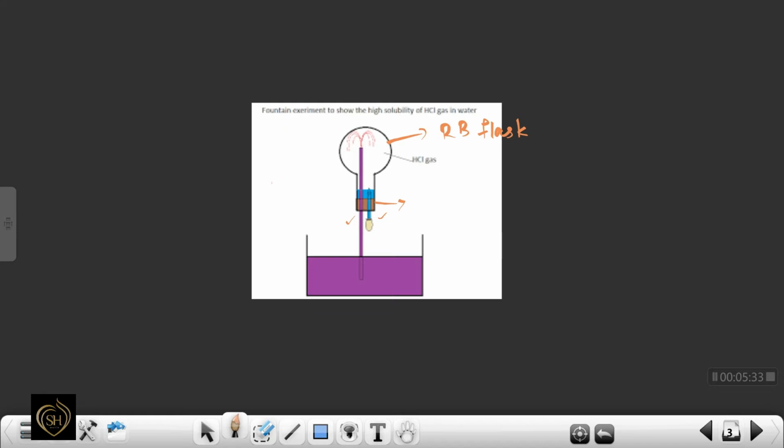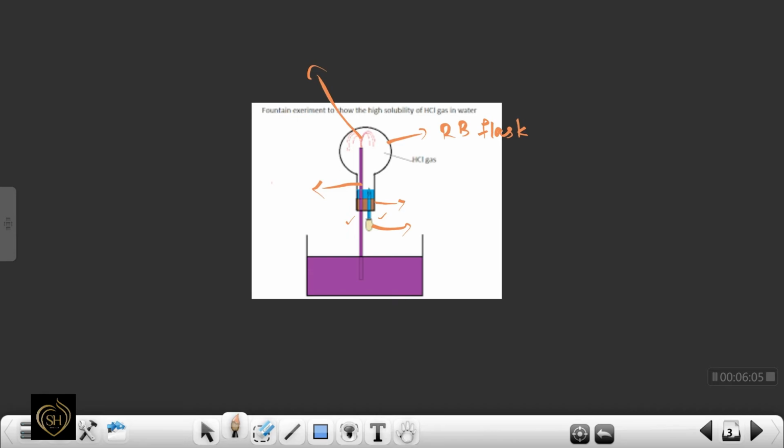Through one hole, pass a long jet tube. And through the other hole, pass a dropper with a few drops of water. Put the jet tube in the beaker containing blue litmus solution. Then the next step is to press the dropper. It is seen that the blue litmus solution enters the jet tube with great force, forming a red fountain. Here the red fountain is formed.